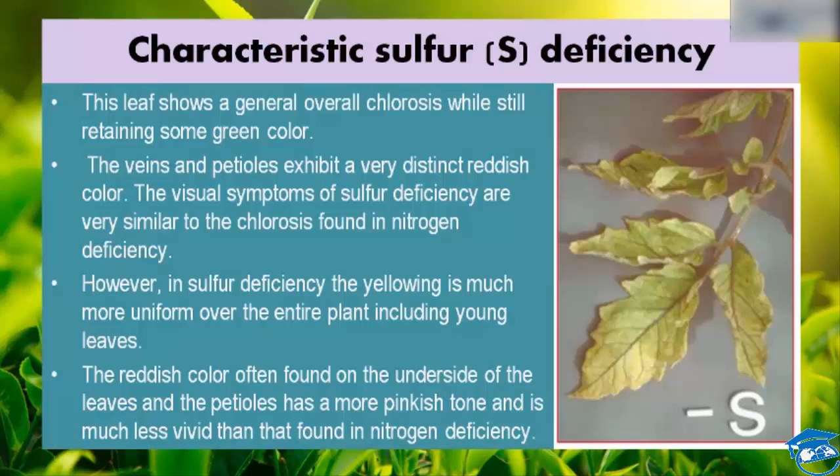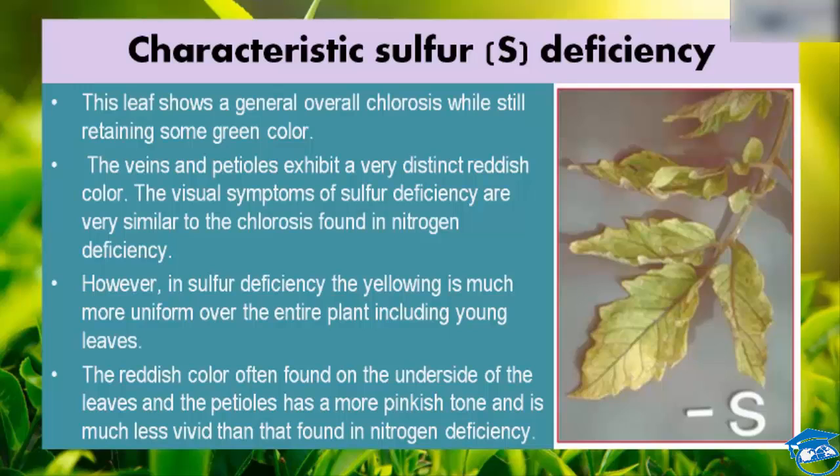Now come to sulfur, students. Sulfur, as we all know, plants obtain in the form of sulfate ion, that is SO4 2-. Sulfur is present in two amino acids, cysteine and methionine, and it is the main constituent of several coenzymes and vitamins such as thiamine, biotin, coenzyme A and ferredoxin.